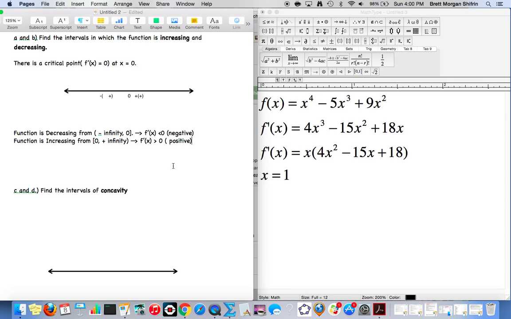Okay, I'm going to pause right there because you might want to then go try to find the increasing and decreasing intervals of a function and then come back and talk about concavity.